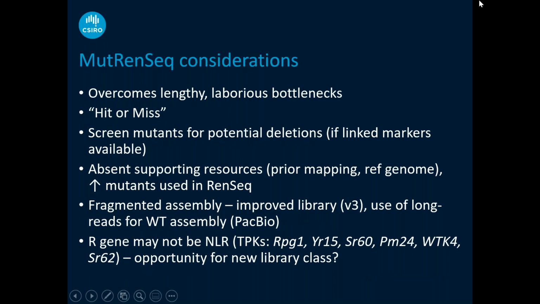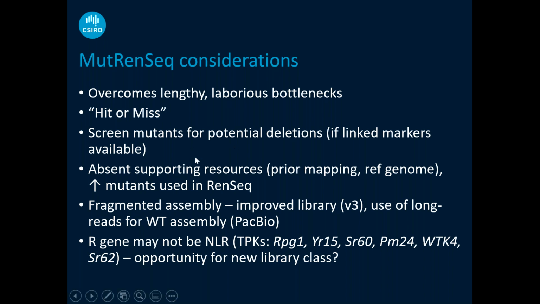So from this work, there are a few considerations. Yes, RenSeq is really powerful. It overcomes lengthy, laborious bottlenecks of map-based cloning. But in the end, it is a hit or miss approach. So you either find your gene or you don't. So there is always that risk.